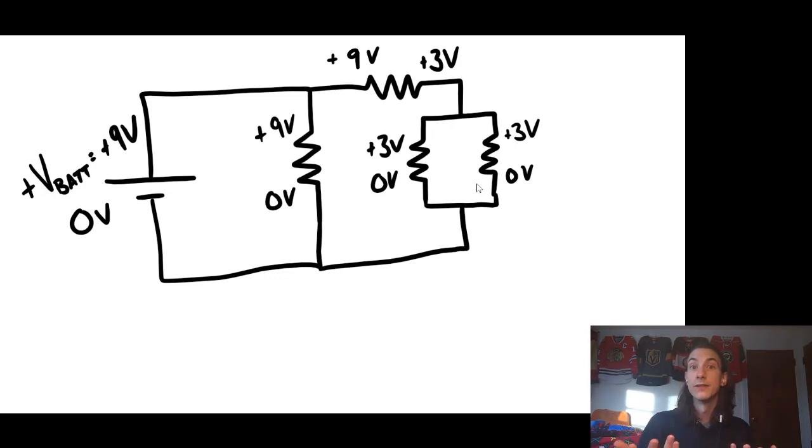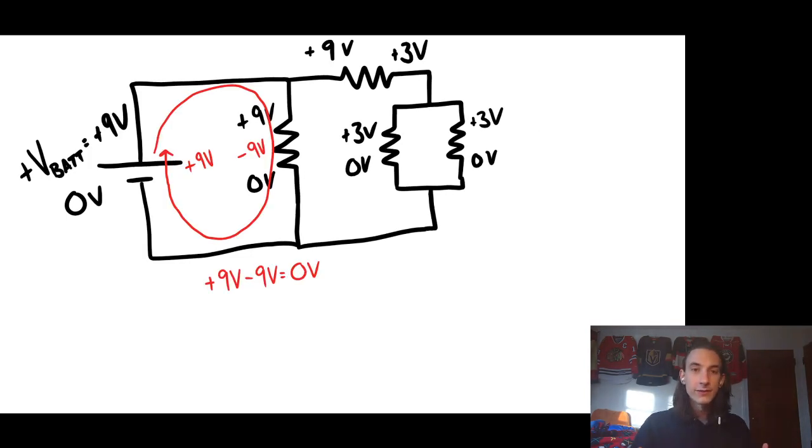I just filled in those values and then made sure that they were right. But now let's practice our loop rule. Let's look at this case. Any loop that we make will sum to a total voltage of 0 volts.